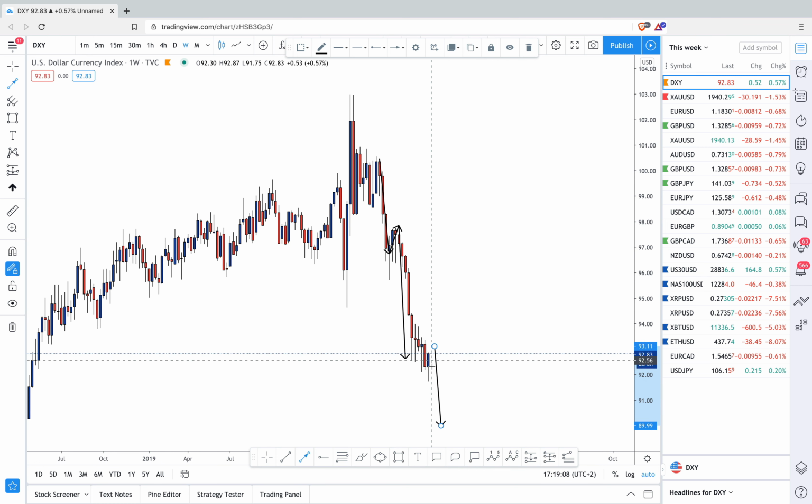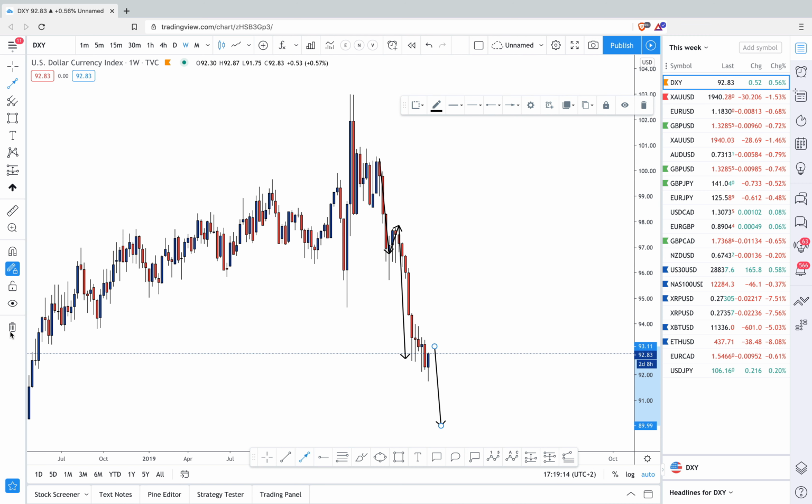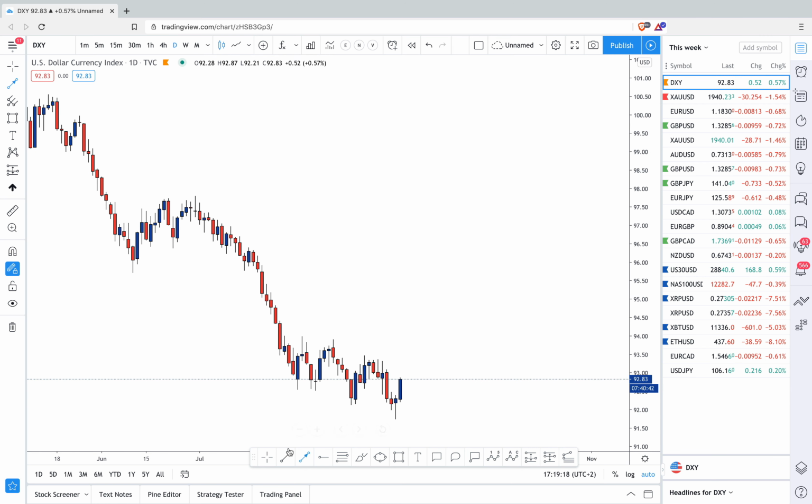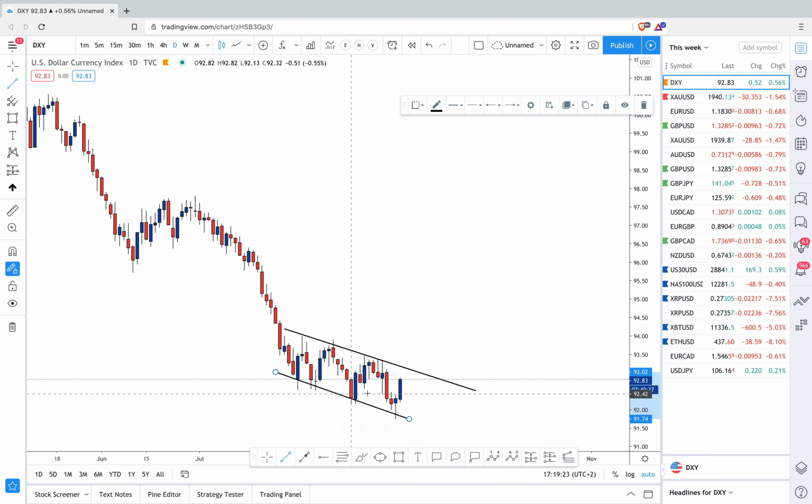I want to see how this weekly candle is going to close in order to make even more conclusions out of the weekly chart. Now let's have a look on the daily. What do we got on the daily? The daily, you see this nice corrective move to the downside, so price was in this range, and it was moving from the top to the bottom, from the bottom to the top, and so on.